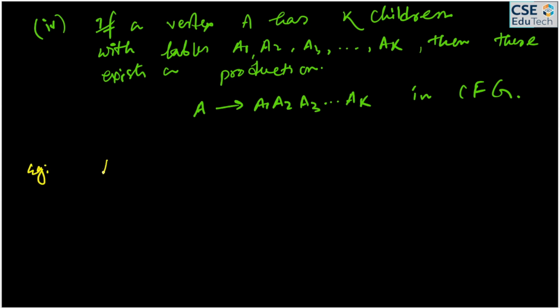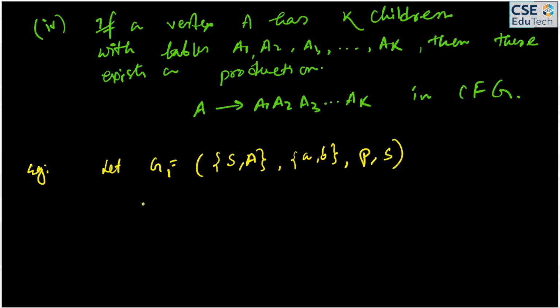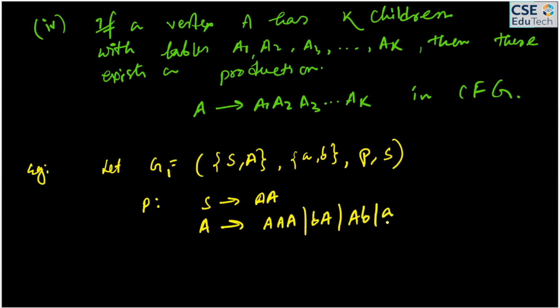Example. Suppose G1 is a grammar where S and A are non-terminals, a and b are the terminals, and P is the set of productions, S is the start symbol. The production rules are given as S to AA, A to AAA, or bA, or Ab, or a.